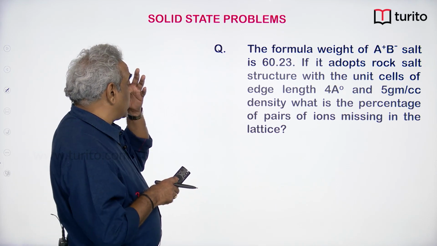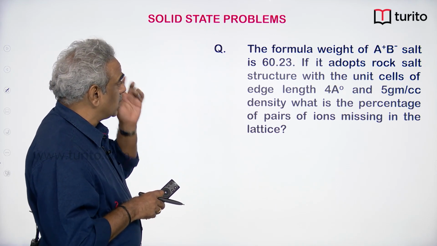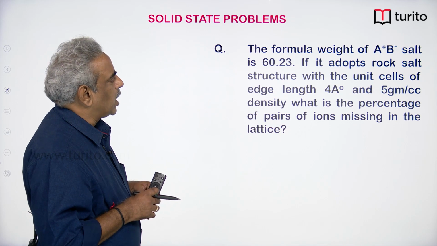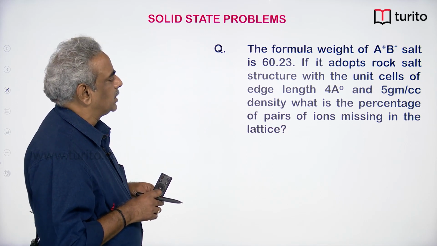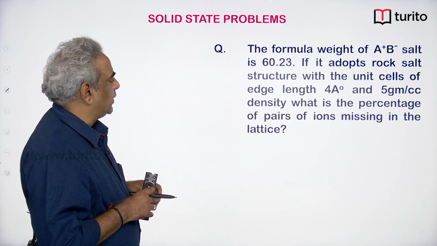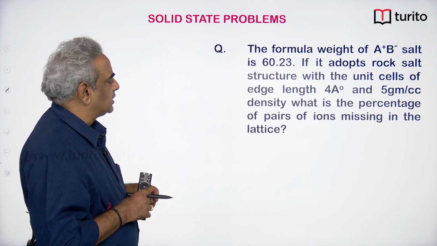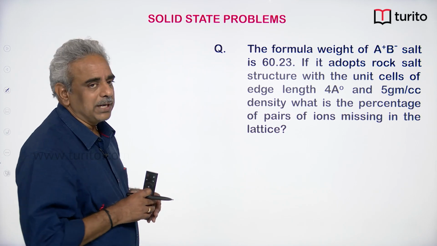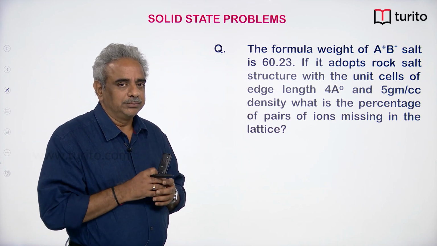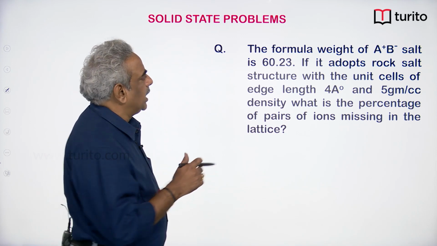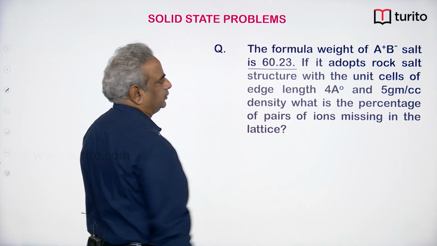See this, the formula weight of A plus B salt is 60.23. If it adopts rock salt structure with the unit cell of edge length 4 angstroms and 5 grams per cc density, what is the percentage of pairs of ions missing in the lattice? This is a very interesting question. He gave you molecular weight.